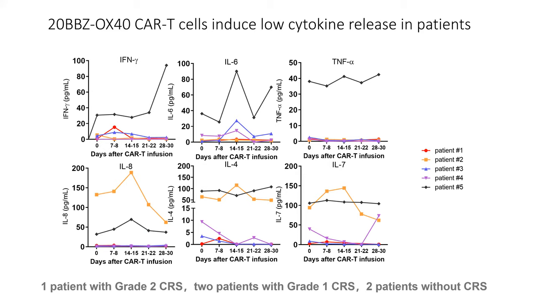So since we observed the very strong proliferation of the CAR T cells, we worried about whether this proliferation can induce cytokine release syndrome in patients. We have checked interferon gamma, IL-6, TNF-alpha, IL-8, IL-4 and IL-7, and we do not observe high expression of these cytokines. And the summary of cytokine release syndrome is one patient with grade 2 CRS, two patients with grade 1 CRS, and two patients without CRS. So the overall safety profile is good.